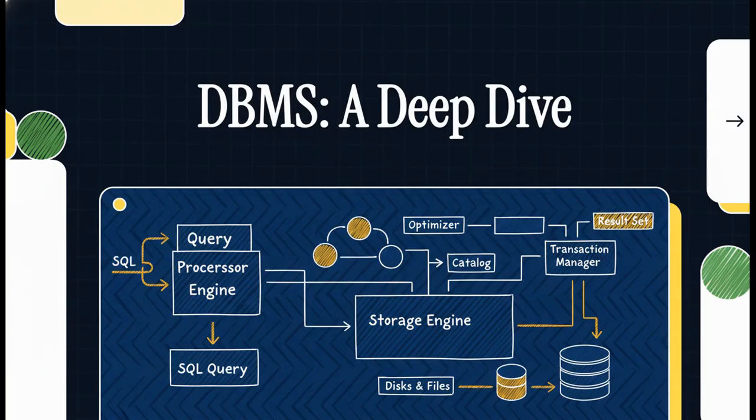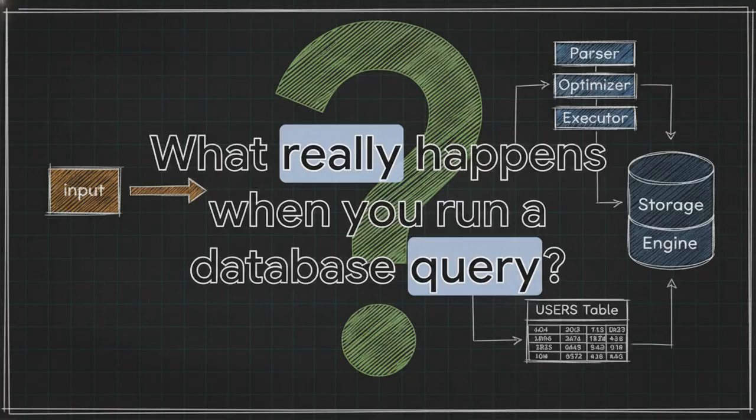We're taking a journey deep inside the architecture of a database management system. So, seriously, what really happens when you type that simple select everything from users and hit enter? I can tell you it's not magic. It's actually a super organized multi-step process, all designed for maximum efficiency and reliability. So let's peel back the layers of that black box together.